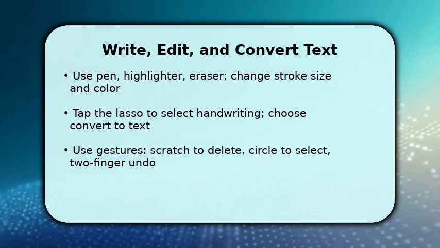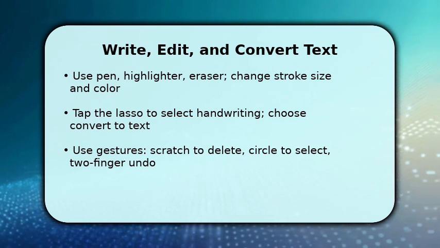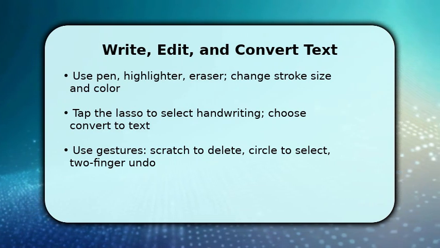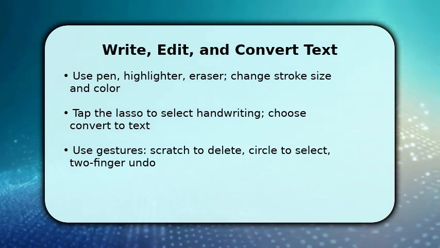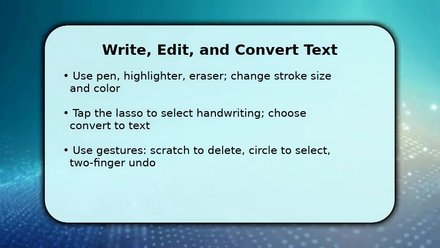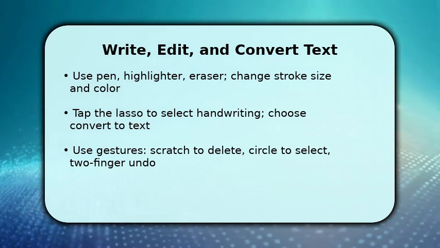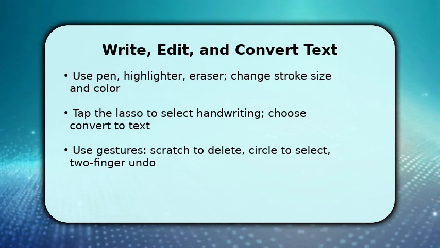Once done, use the lasso tool to select a block of handwriting. Make sure to hold the selection briefly, then choose Convert to Text to transform ink into editable typed text. This preserves spacing and line breaks. If conversion misreads a word, tap it to reveal suggested corrections and edit inline.